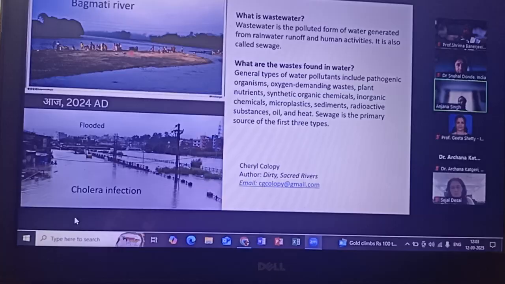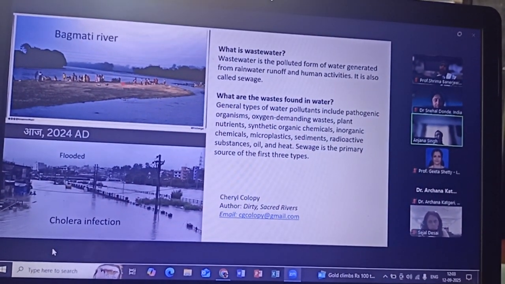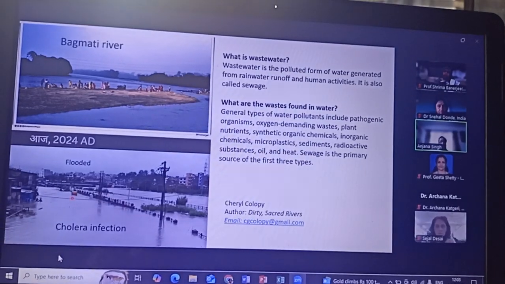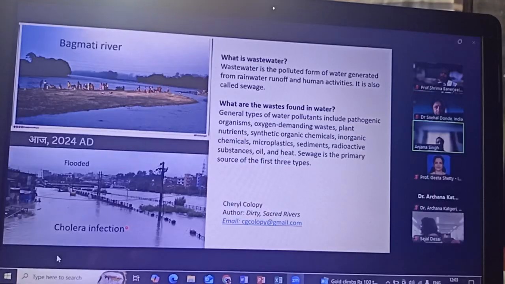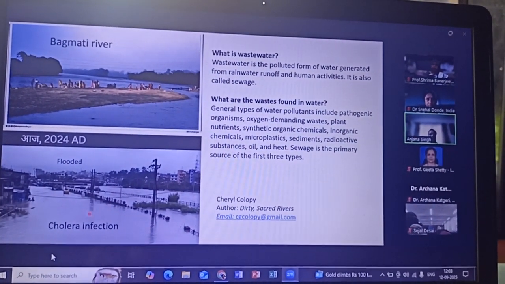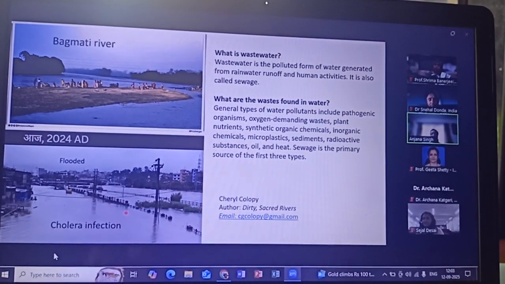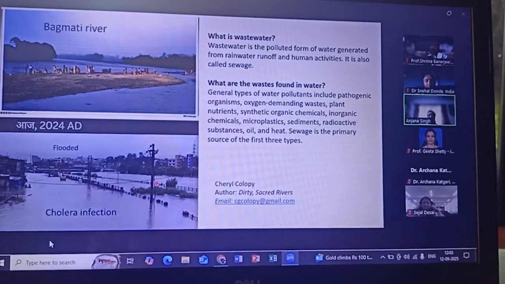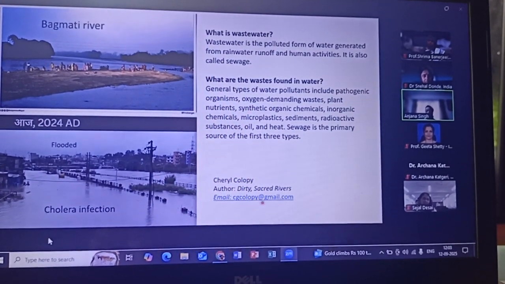So this is about 56 years ago, the Bagmati River that looks like this. The same area now is the settlement, showing how the development has occurred. But cholera had an outbreak last year because there had been flooding due to the heavy rain. But in the winter season, it is still a polluted river.